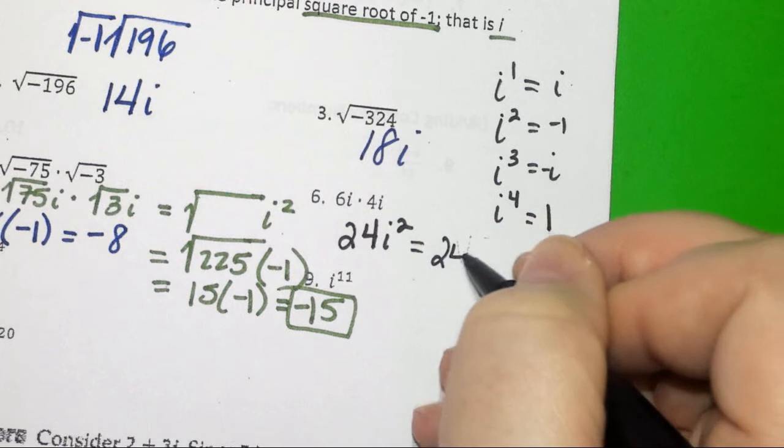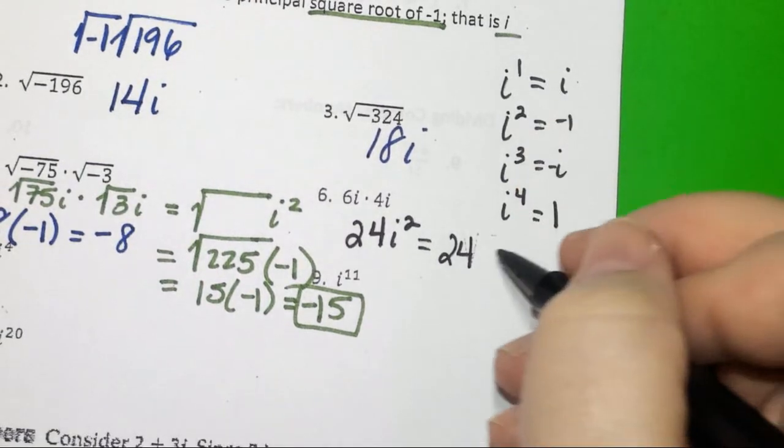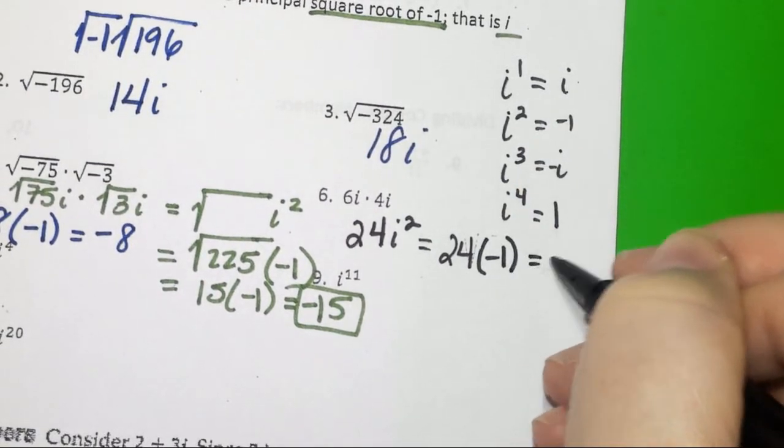Okay, so for this one, I know i squared is negative 1. So I really have 24 times negative 1, which is negative 24.